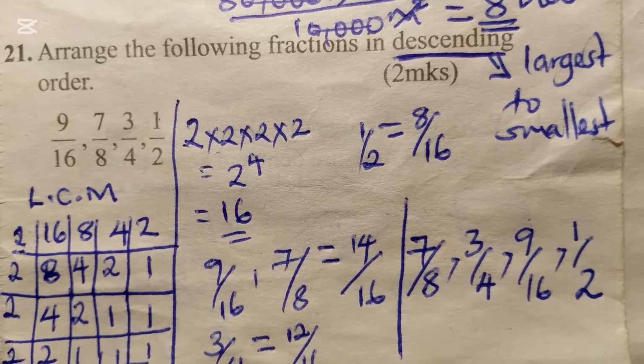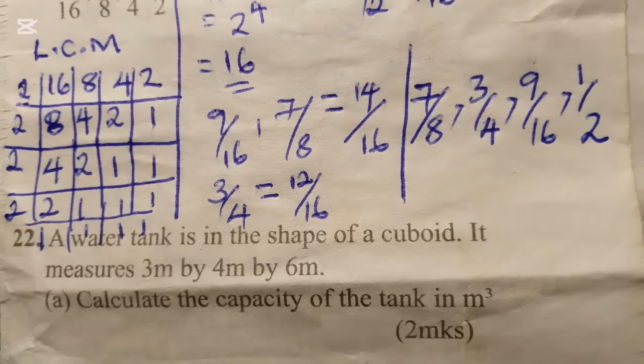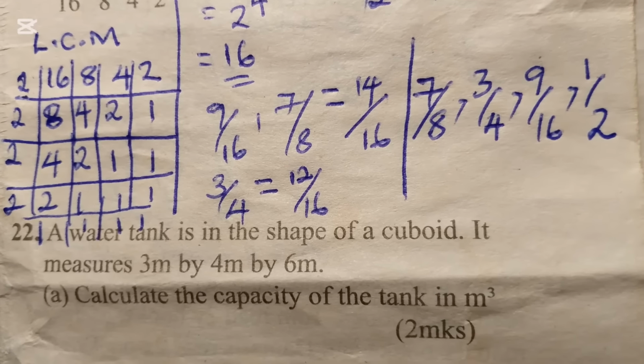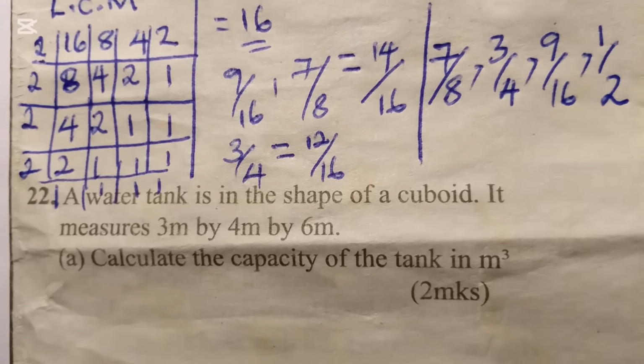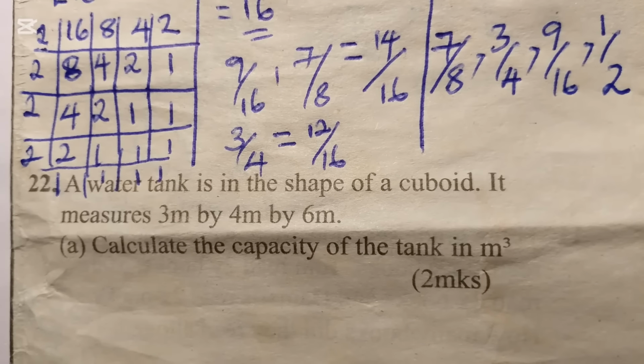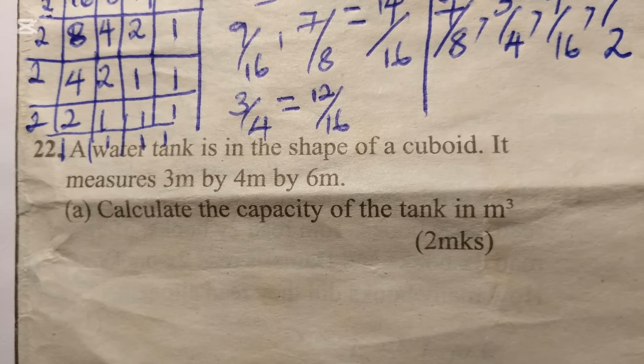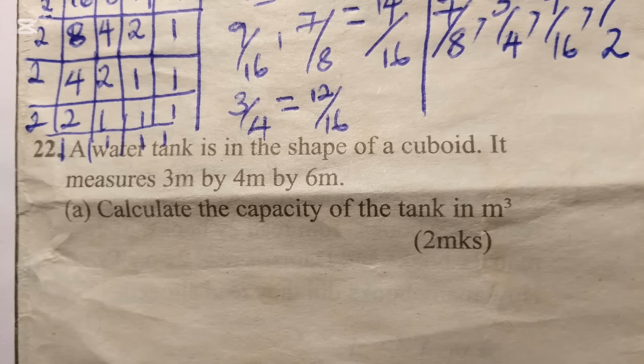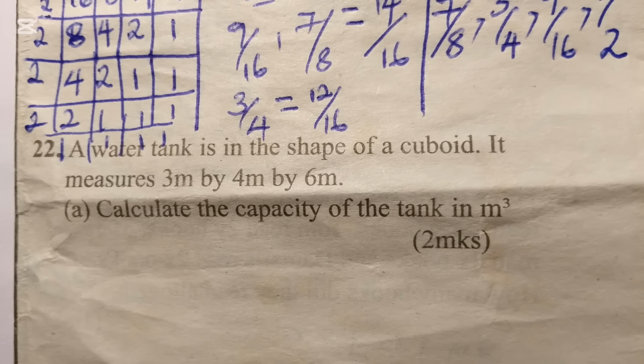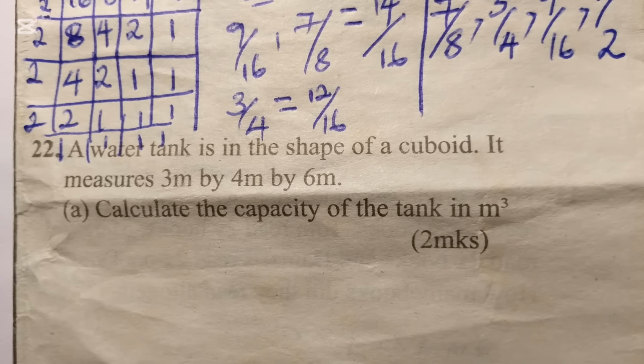Good. Let us move to the next question. It has been interfered with by the question above, but you can see a water tank is in the shape of a cuboid. It measures 3 meters by 4 meters by 6 meters. Part A of the question, calculate the capacity of the tank in cubic meters.